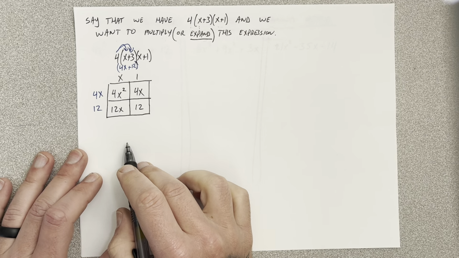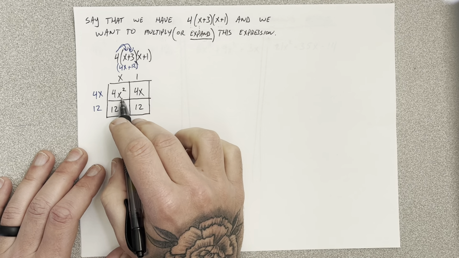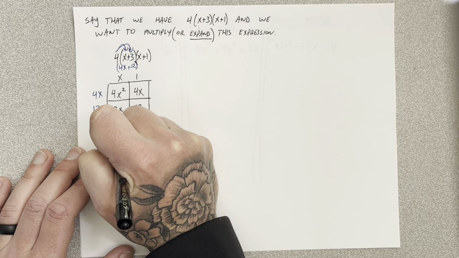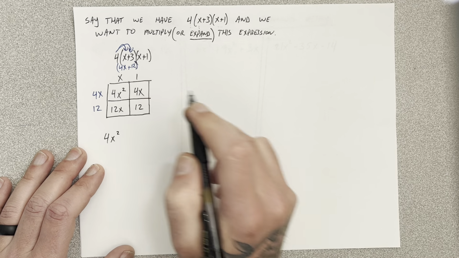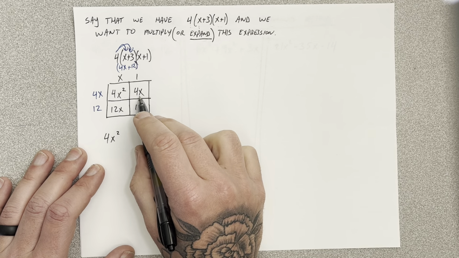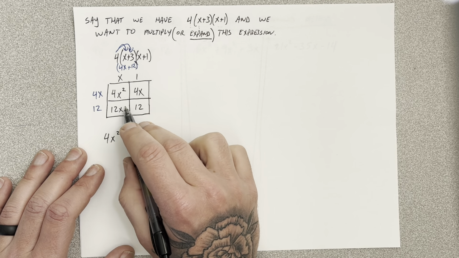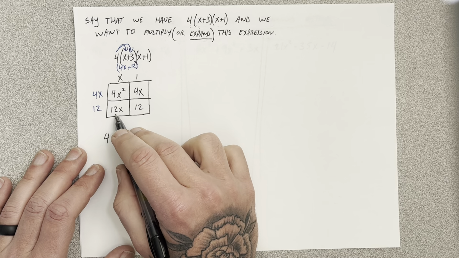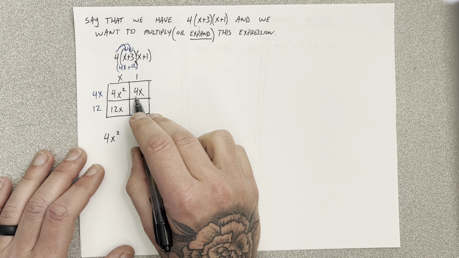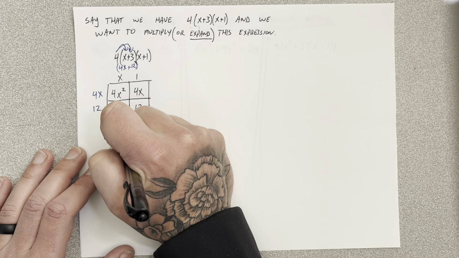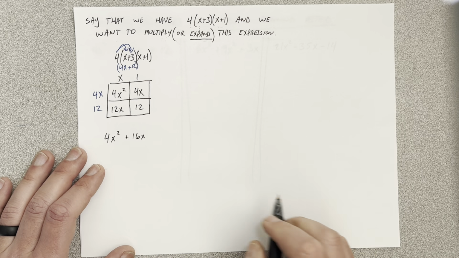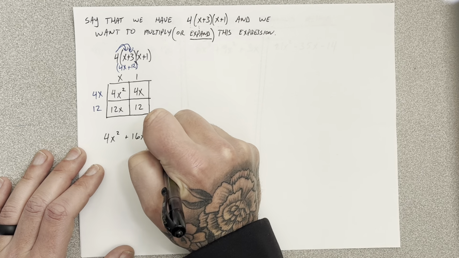Now to finish this off, we're going to combine our like terms. We have 4x squared. There are no other x squareds in this box. We have 4 x's and we have 12 more x's. These two are like terms. They have the same variable raised to the same exponent, x to the first power. I see 12 of them here and I see 4 of them here. 12 plus 4 gives us 16. So we have 16x and then we have a plus 12.